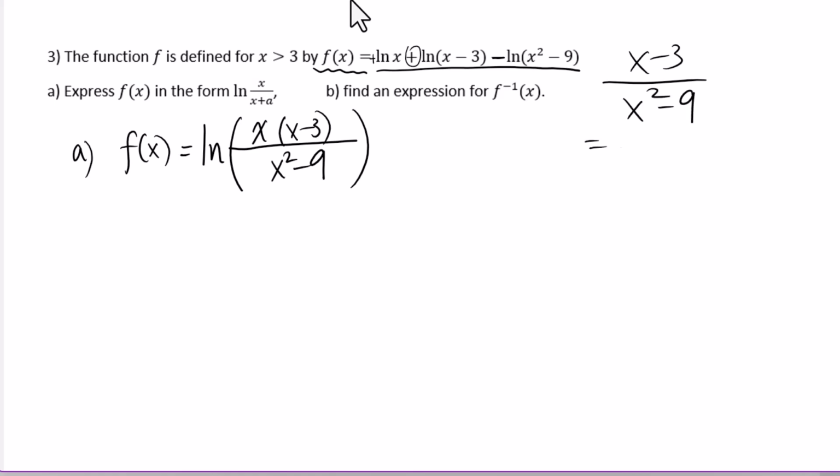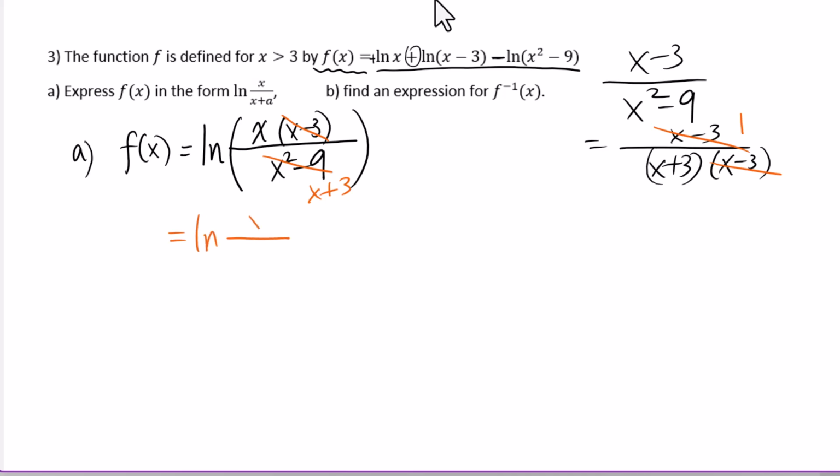We factor the denominator. X plus 3, x minus 3. Then reduce. We will get x plus 3 as a denominator, equals natural log of x over x plus 3.